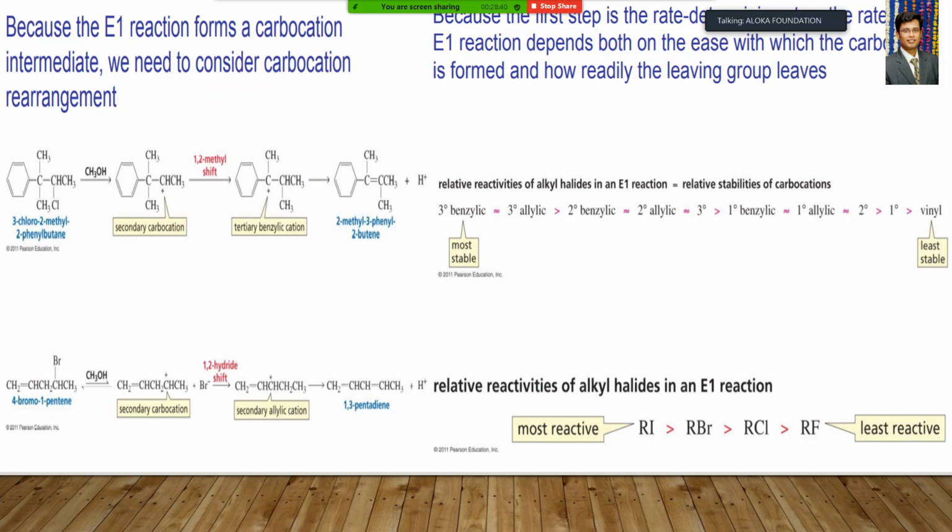That is, if a secondary carbocation is there and there is a possibility of forming a tertiary carbocation, it will undergo either a 1,2 methyl shift or a hydrogen shift to give you a tertiary carbocation. Okay, these are some of the examples.